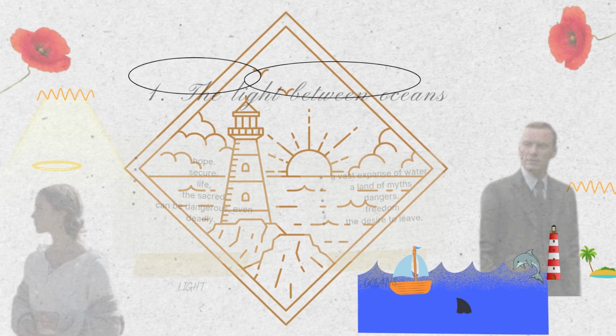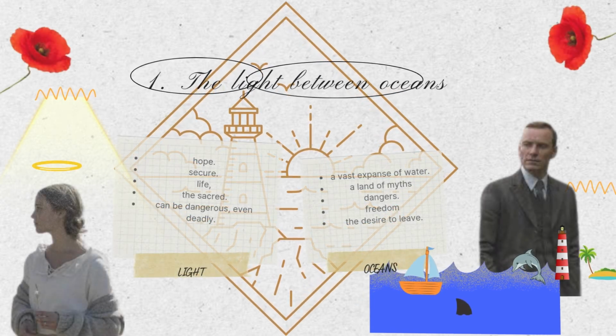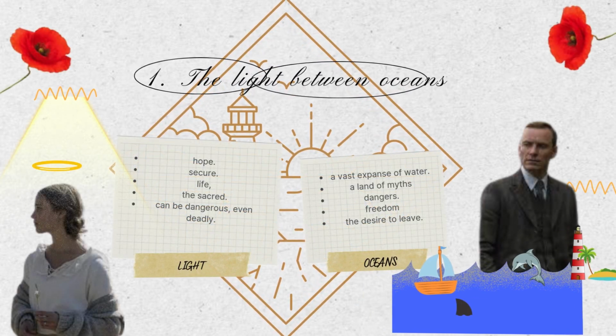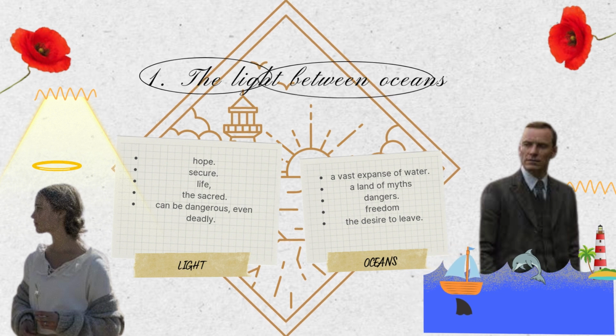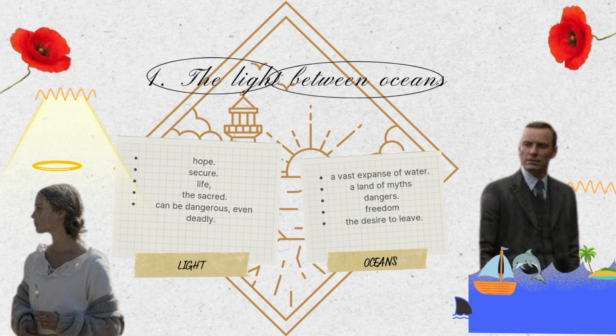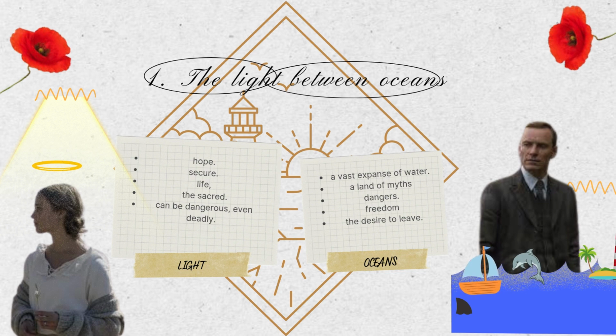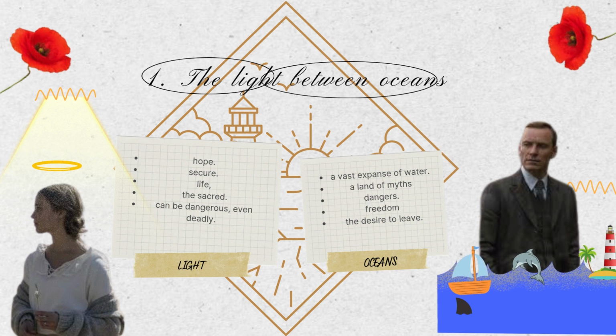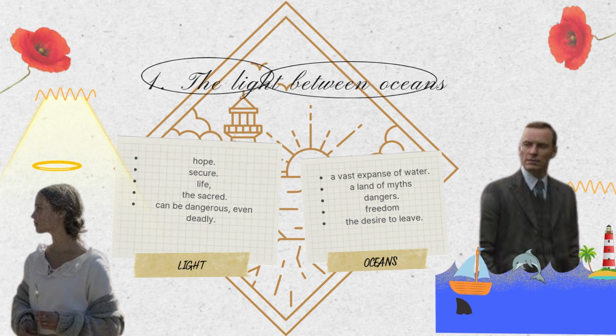The title of the novel reveals that light, a symbol of hope, signifies both safety and the possibility of living, surviving, or healing. It also represents life beyond the sacred, as seen in the sun's light that can be both life-giving and deadly. The ocean represents a vast expanse of water. It's also a land of myths, such as kraken, mermaids, and so on, but also of dangers.